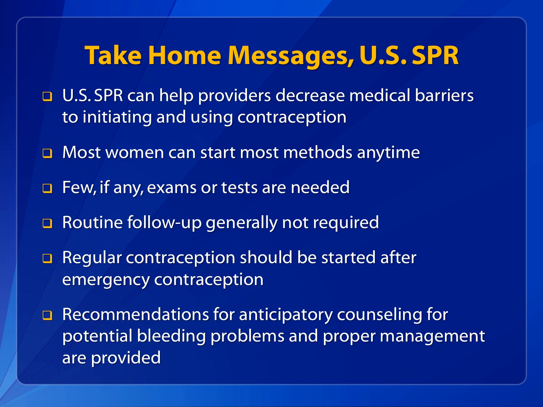Many options for emergency contraception are available, including the copper intrauterine device and different formulations of pills, and there are many circumstances for which emergency contraception use should be considered. Regular contraception should be started after emergency contraceptive use. Bleeding problems are a major reason for contraceptive discontinuation. Recommendations on anticipatory counseling before starting a method and management of bleeding problems are provided by the U.S. SPR.